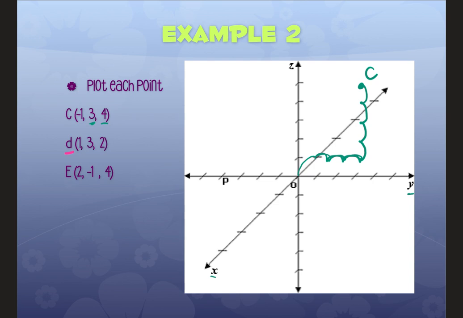All right, D is next. We're going to come forward 1. We're going to go to the right 1, 2, 3. We're going to go up 2. And E is last. We're going to come forward 2. We're going to go left 1. We're going to go up 4, 2, 3, 4.